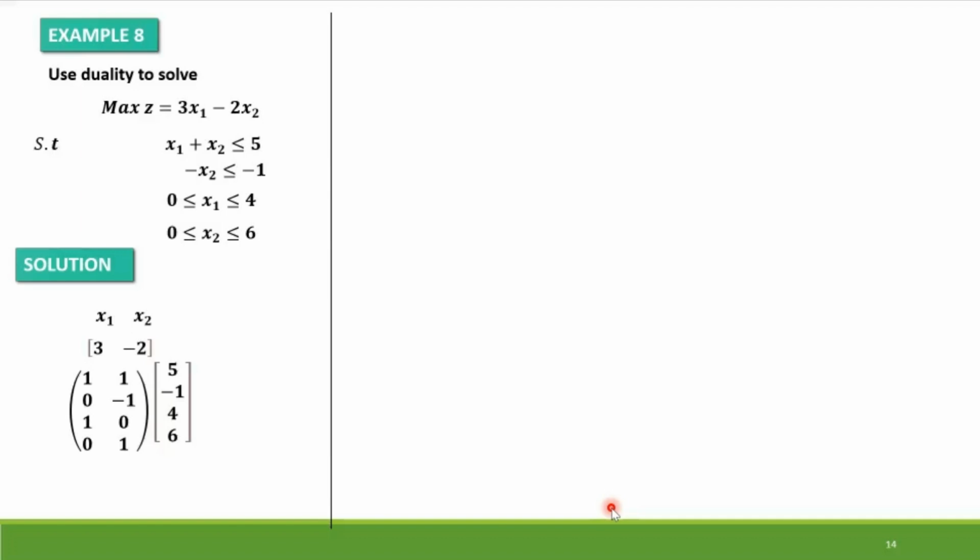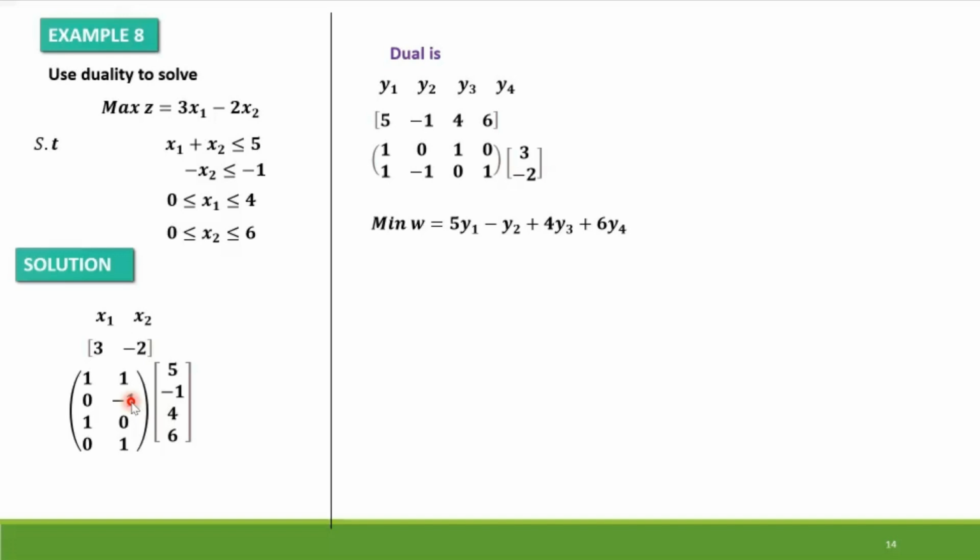So write the dual. y1, y2, y3, y4, transpose of this matrix. Same thing what we have done in the morning. Minimize W equal to 5y1 minus y2 plus 4y3 plus 6y4. यहाँ पे छोटा डिफरेंस ये है कि I'll tell you what is the difference here. So this is the dual.